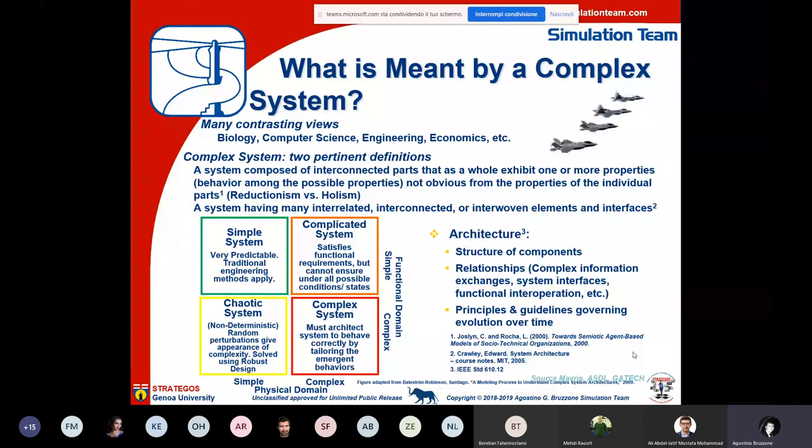Then we can have a system that has a complex domain and simple function, okay? In this case, we have functions that are not critical, but we cannot evaluate all the possible combinations. And so we can have problems that are complicated and could turn out to be difficult to manage under specific boundary conditions. And finally, we have systems that have complex functions and a complex domain. And in this case, we need to identify how to deal with emergent behavior, okay?